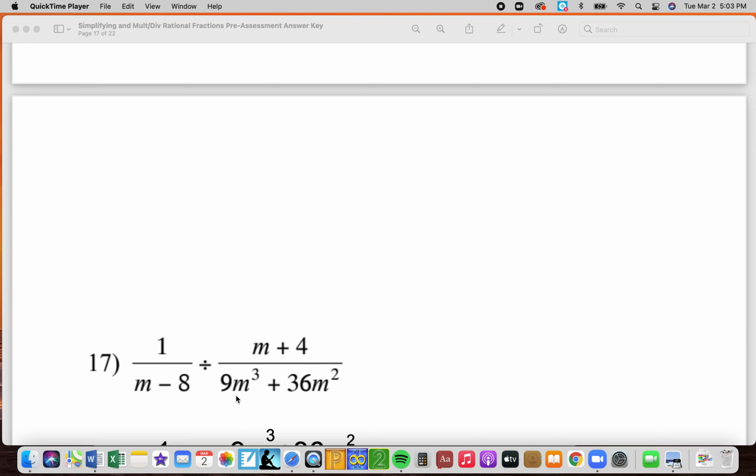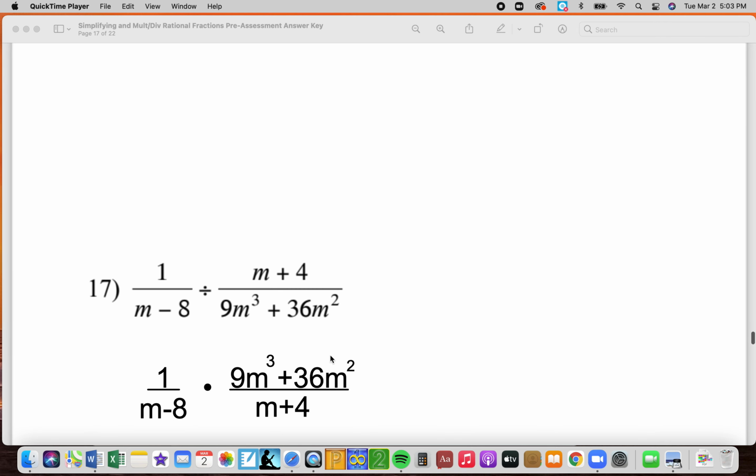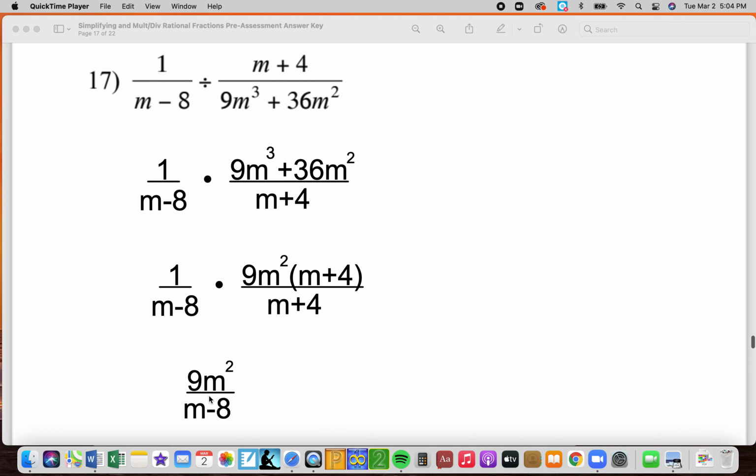Number 17, now we got to do a couple things. So the first thing is we have to switch the division to multiplication, and we have to flip the reciprocal. We have to take the reciprocal of the right side, and now we notice that we can factor this top right. So if we take out a 9m squared, that leaves us with m plus 4 in the numerator, which can cancel with the m plus 4 in the denominator, and then nothing else cancels here. So our final answer is 9m squared over m minus 8.